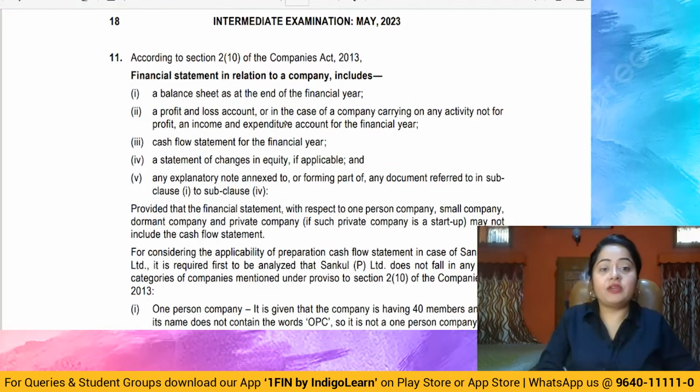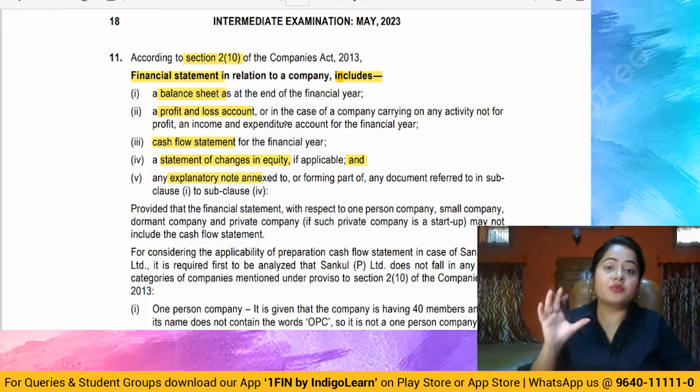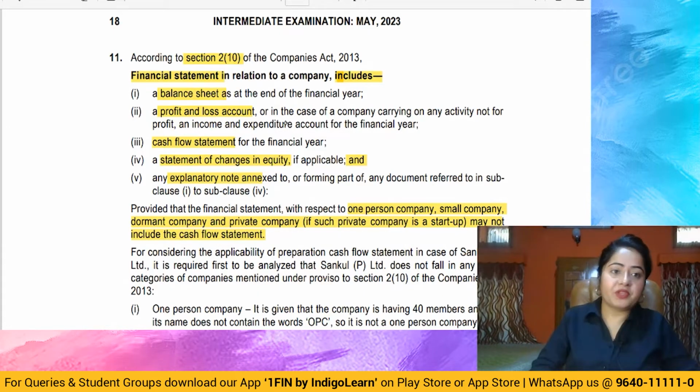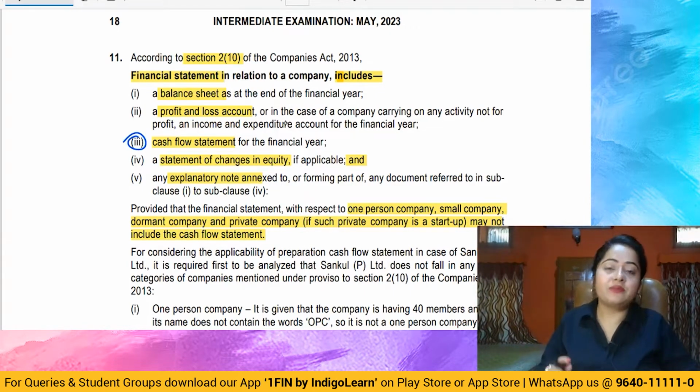Remember these details? Now, the definition of financial statement is given in section 2 clause 40 of the Companies Act. It says that financial statement includes balance sheet, profit and loss account, cash flow statement, statement of change in equity and explanatory statements. Right? Every company has to prepare all of these. But there is an exception. In case a company is a 1-person company or a small company or a dormant company or a private company which is a startup company, then they are not required to prepare cash flow statement. So that is an exception. Cash flow statement is not required in case of 1-person company, small company, dormant company and private company.